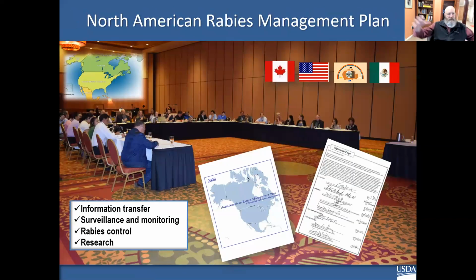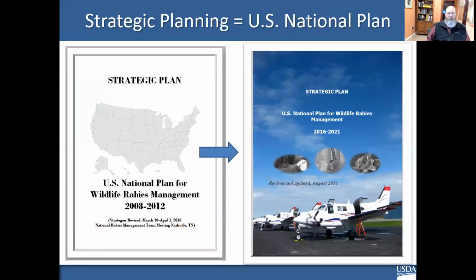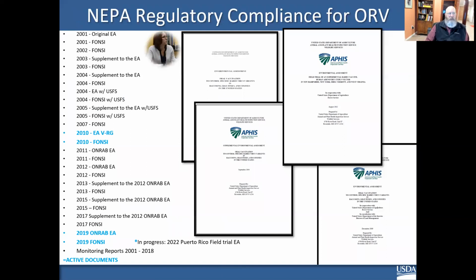It also allowed us to collaborate at a bigger level, where we could have the North American Rabies Management Plan that involved Canada, the US, Mexico, and the Navajo Nation, and develop the US National Plan for Wildlife Rabies Management, again, to have an umbrella document where all partners could see themselves in this document and be able to work side by side to implement rabies management.